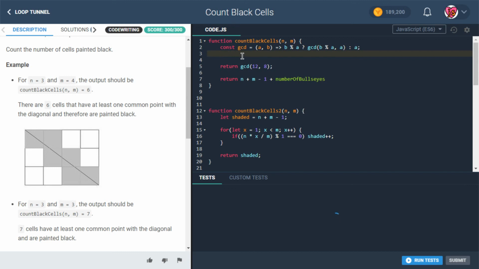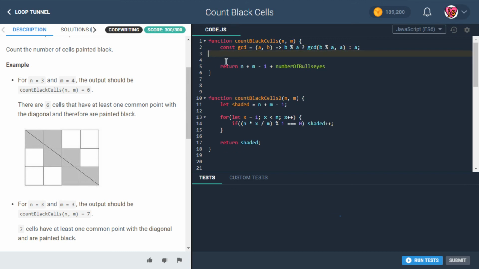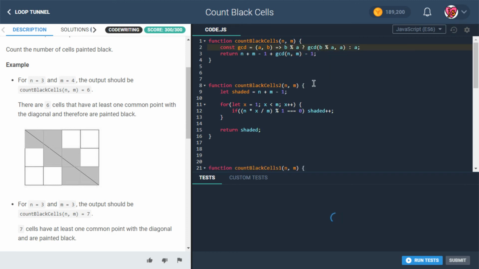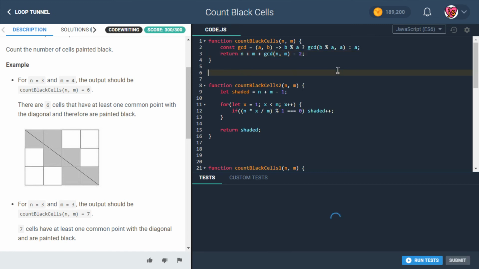It looks like the loading is a bit slow right now, so I don't want to spend too much time on this. Basically, what did we say the number of bullseyes was? I think it was the GCD of M and N, or N and M, we'll just put them in order, minus 1, right? I think that was it. So because of that, really, we've got a minus 1 here. We've got a minus 1 over here. Yeah, still giving us 4. Okay, cool. That's good. So we could just do something like this, group it together and put a minus 2 on the end there. Let's try running that and we'll see what we get.